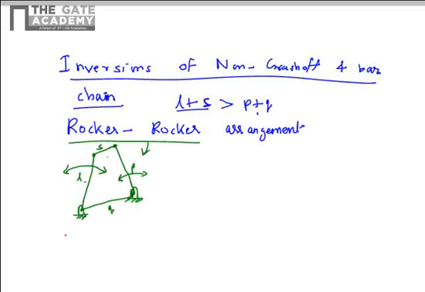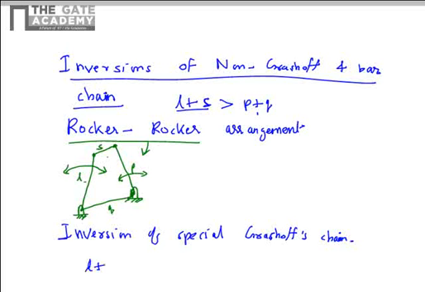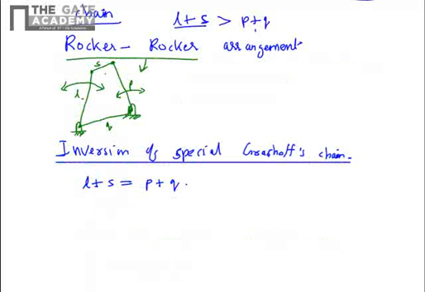Now we will come to another topic, the inversion of the special Grashof chain. If you recall, the condition for a special Grashof chain was that the length of the longest link plus the length of the shortest link is equal to the sum of the lengths of the other two links. In the case of the special Grashof chain, we again have two subcategories. One is called the parallelogram chain.